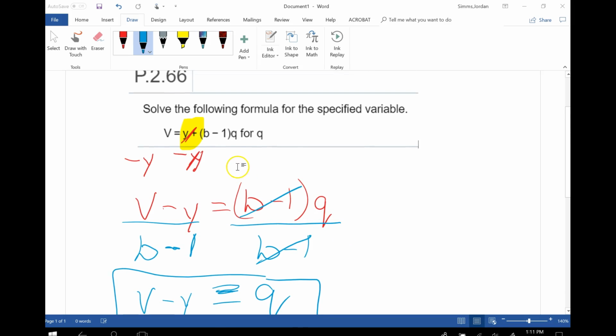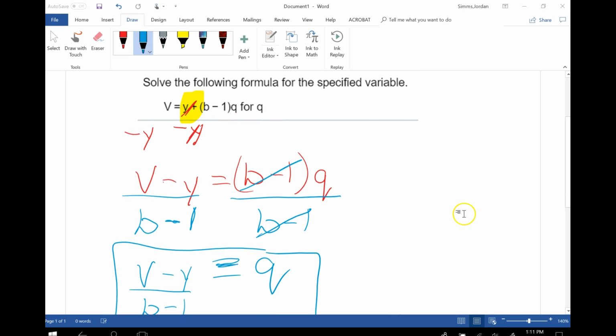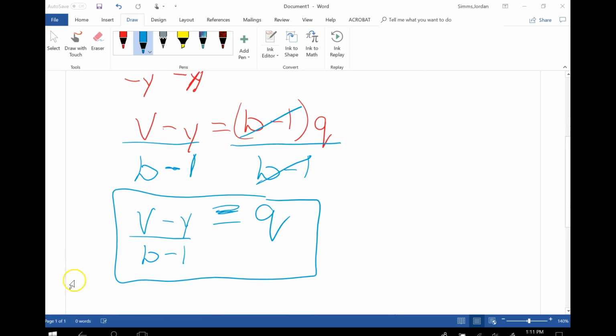So again, deal with addition and subtraction first, then kill any fractions. If you have some multiplying going on, try to use division, the opposite operation, and that should hopefully help you out. If it doesn't, let me know.